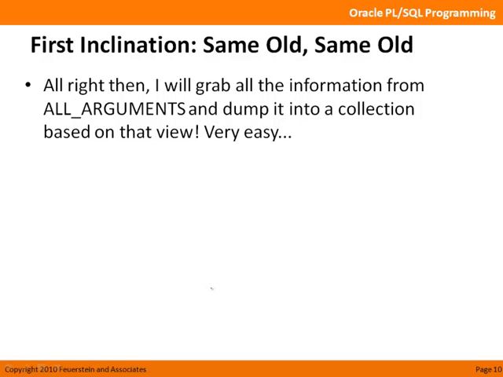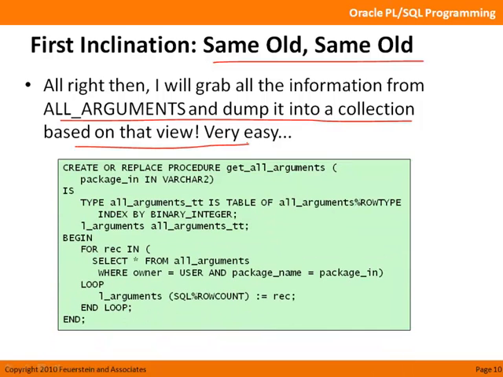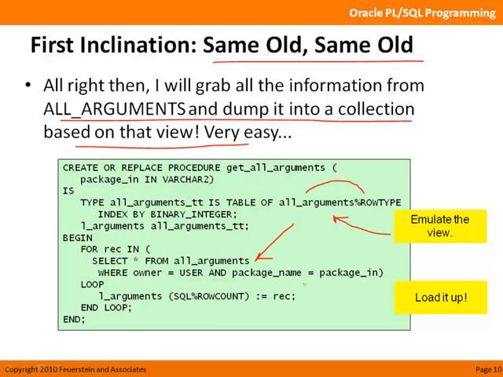So what I did was the same old, the first inclination, the first reflex, which is to grab all the data from ALL_ARGUMENTS and dump it into a collection based on that view. That certainly is easy enough to do. So I declare an associative array, which is a table of rows from the ALL_ARGUMENTS view that emulates the array structure. And then I can populate that array structure by querying all the data from ALL_ARGUMENTS for a given package and dropping it into my collection of records. So this was really easy to do. It's a very powerful aspect of working with collections and collections of records.